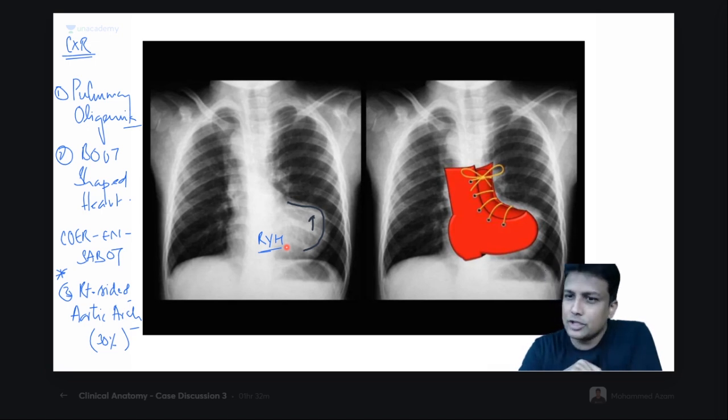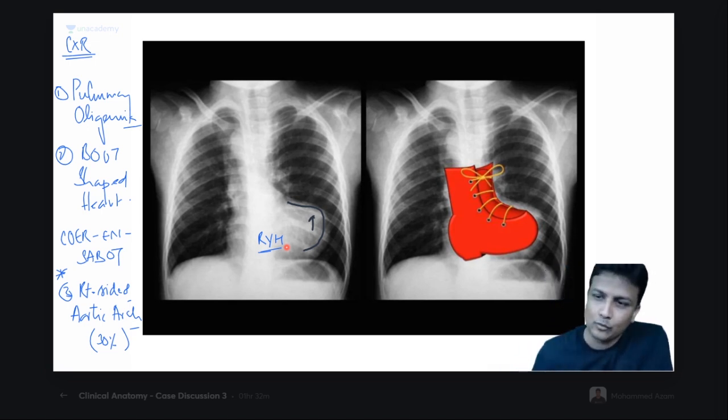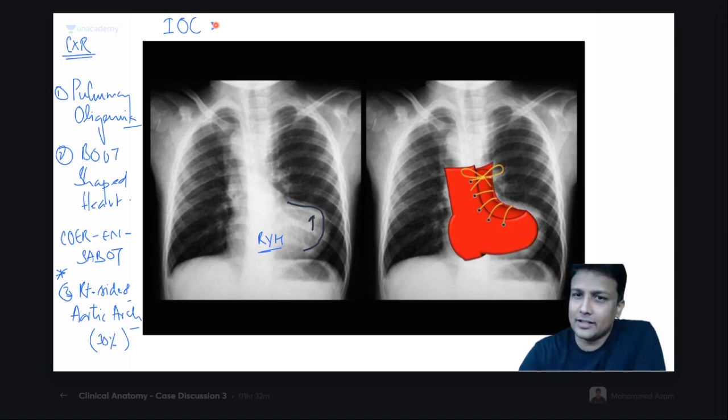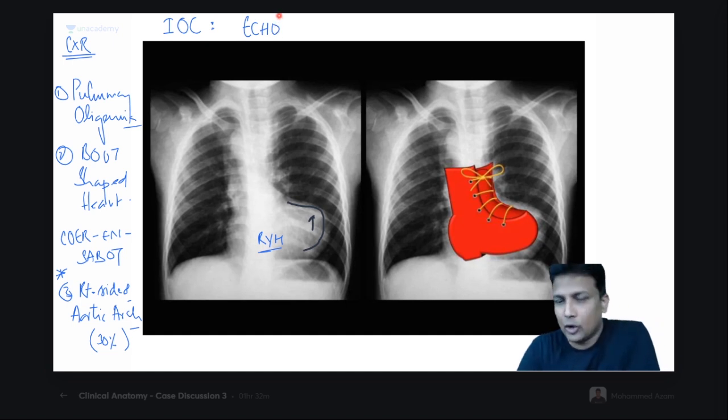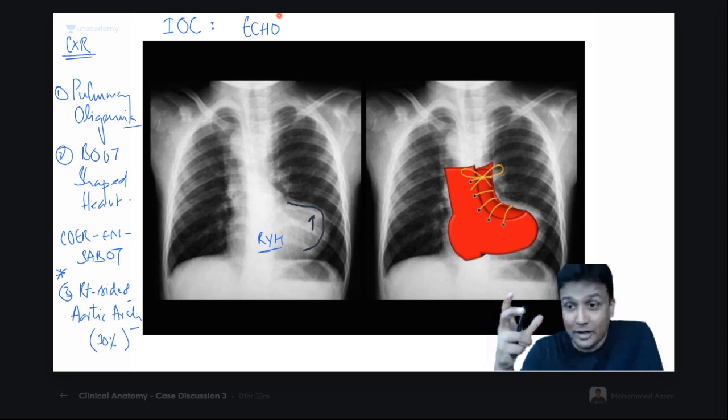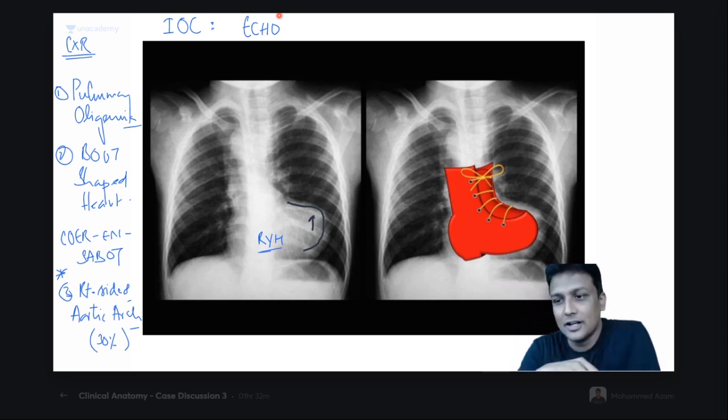Now, is it the investigation of choice, sir? What is the investigation of choice for tetralogy of Fallot? Is it the chest X-ray? No. Chest X-ray is just more commonly used for finding these clinical findings. The investigation of choice will be echocardiography. Don't mark the answer as chest X-ray, because our faculties always put boot-shaped heart in our mind, and we think that itself is the investigation of choice. No, it will actually be echocardiography, guys.